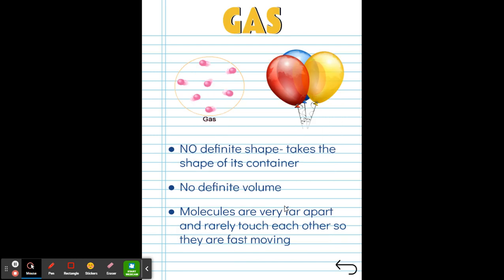Gas has no definite shape. It takes the shape of its container. It has no definite volume, and the molecules are very far apart and rarely touch each other, so they are fast moving.